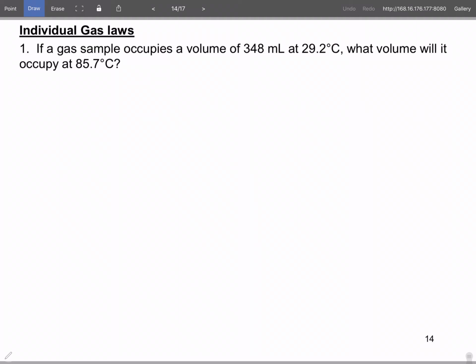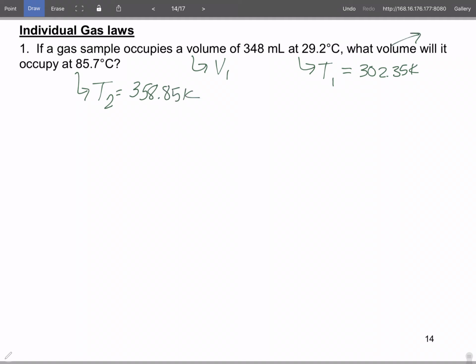Okay, so if a gas sample occupies a volume, so we're going to call this V1, and a temperature, this is T1, and I'm not going to lie, I immediately start converting temperatures. So T1 is 302.35 K. What volume will it occupy? This is going to be T2, which is going to be 358.85 K. And wait a minute, what volume? So V2 is your unknown. So PV equals nRT. So that means V1 over T1 is going to be equal to V2 over T2.